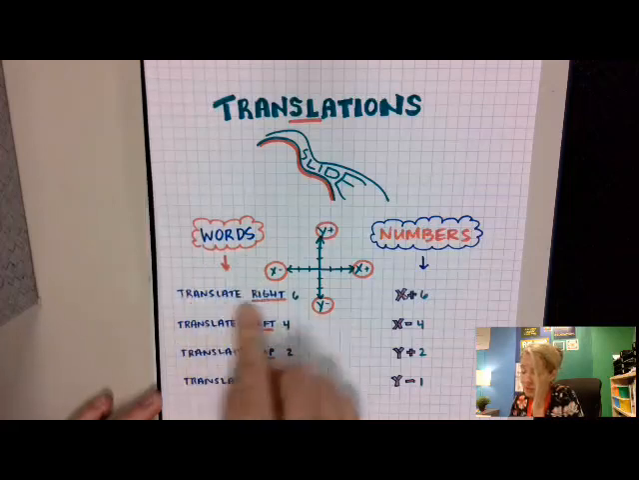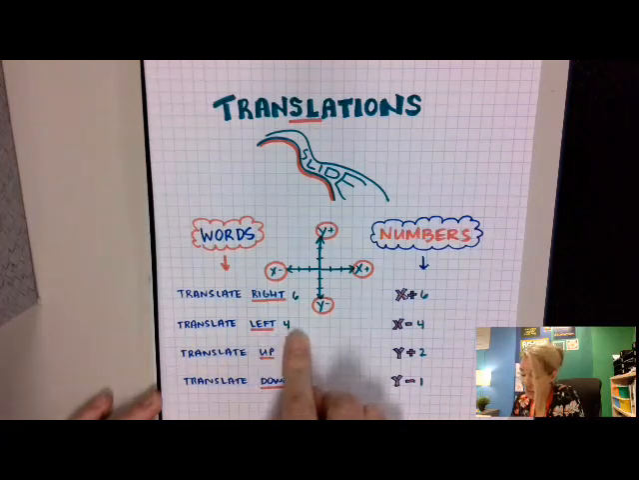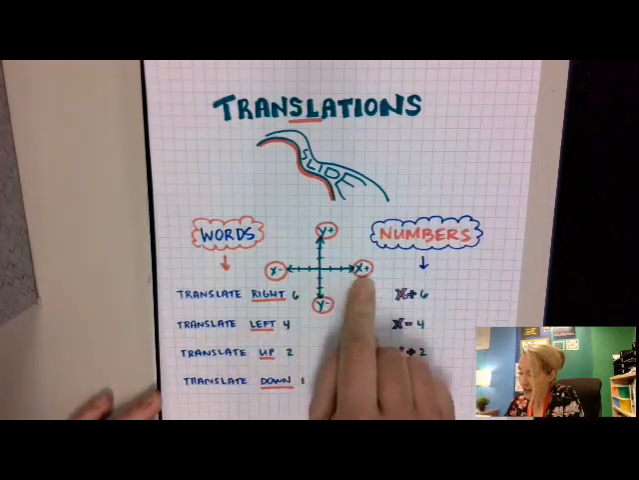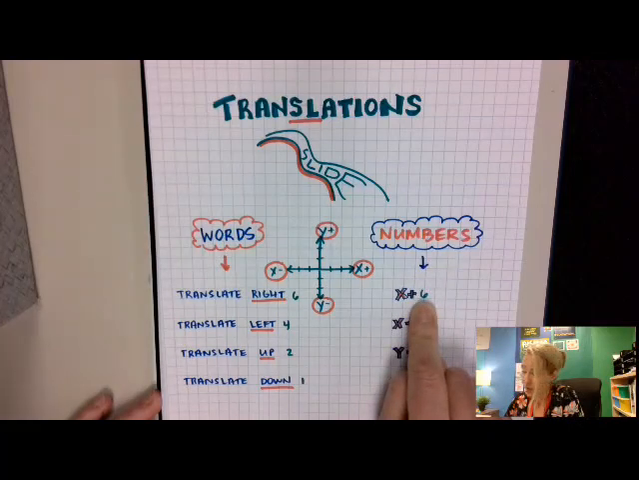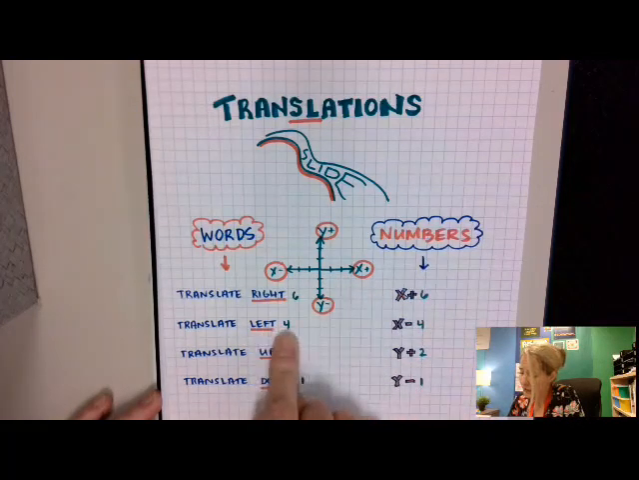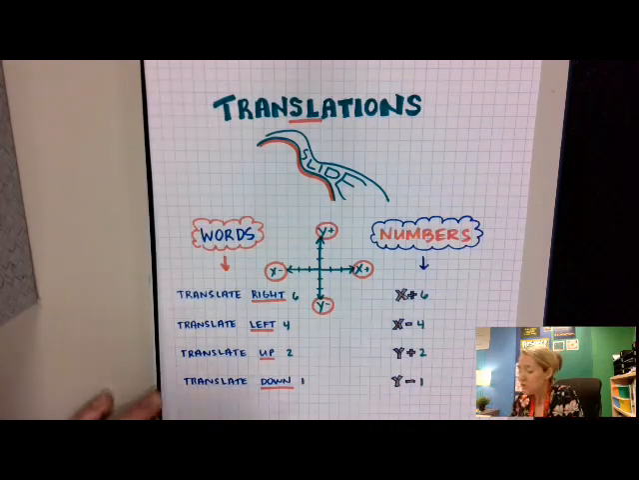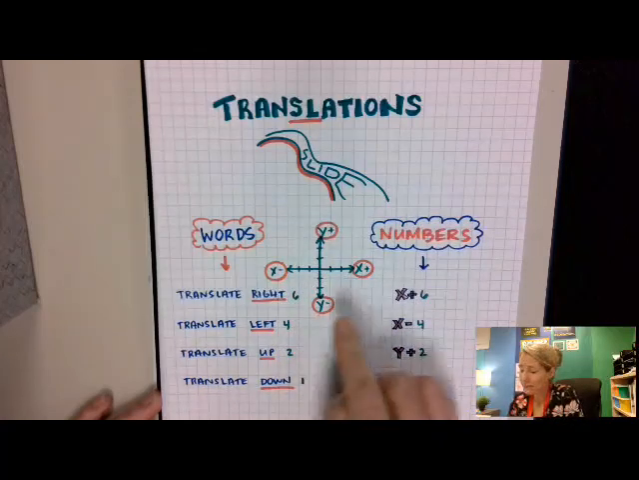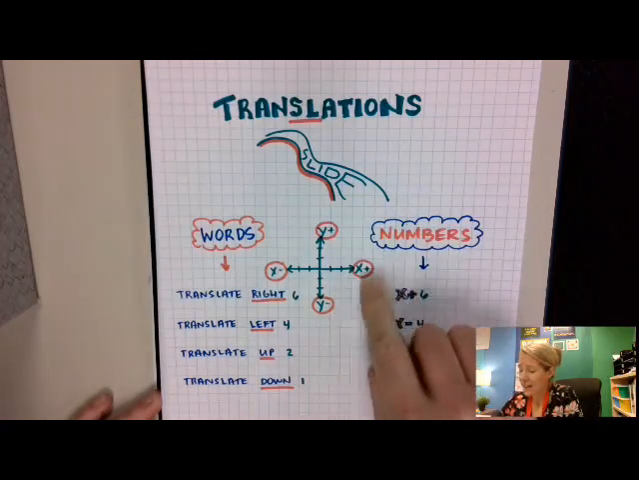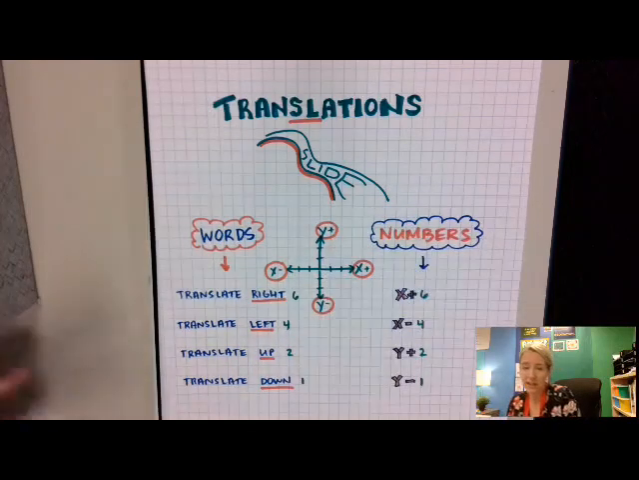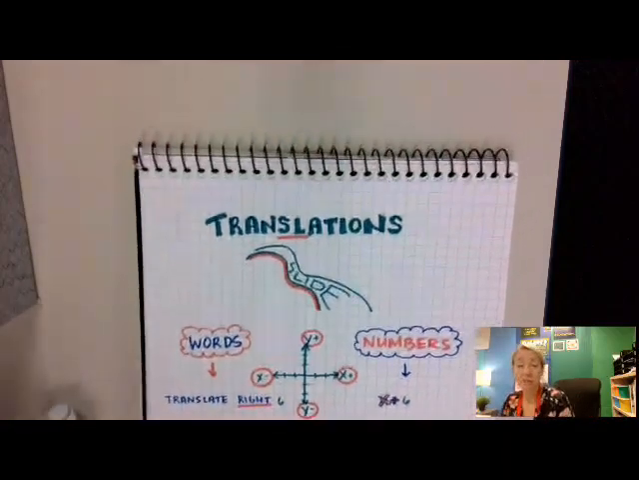So when we hear phrases like translate to the right 6 units, or translate to the left 4, up 2, or down 1, you're essentially just saying, okay, if I'm going to the right on my x-axis, I'm going to be adding 6 to my x coordinate. Or if I'm going left, I'm going to be subtracting that number from my x coordinate. Going up would be to add to my y, and going down would be to subtract from my y. So if you ever get confused, you can just draw a quick sketch of your axes, and put x with a positive, x with a negative, y with a positive, y with a negative to remind you of those directions. So let's look at some examples really quickly.